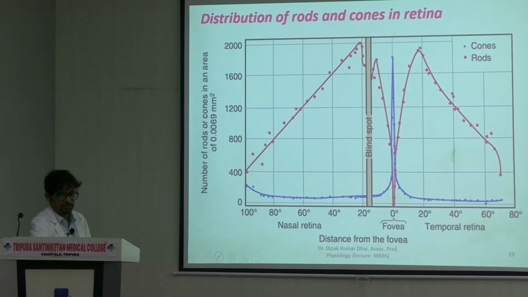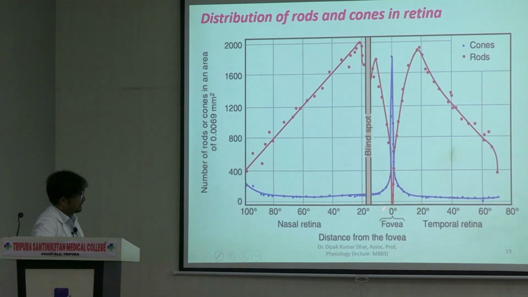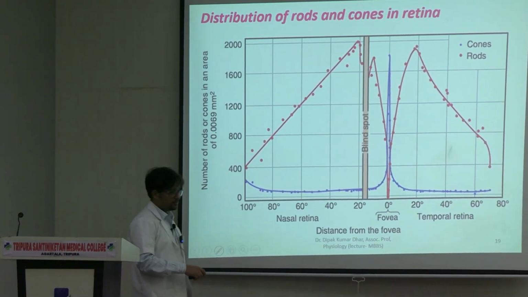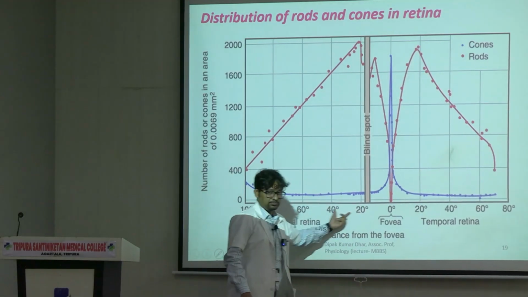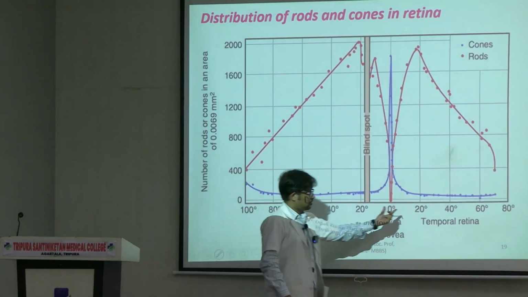So what do you see in this picture? In the fovea, if you see the distribution of the cones and rods, the blue ones depict the cones. In the fovea you can see the highest number of cones are there, and exactly at this point there are no rods, zero, right? But as you go peripherally in the form of concentric circles, these degrees are concentric circles.